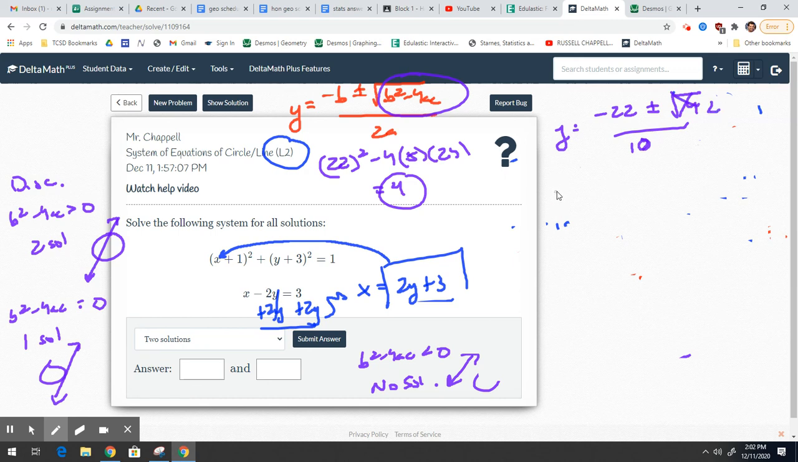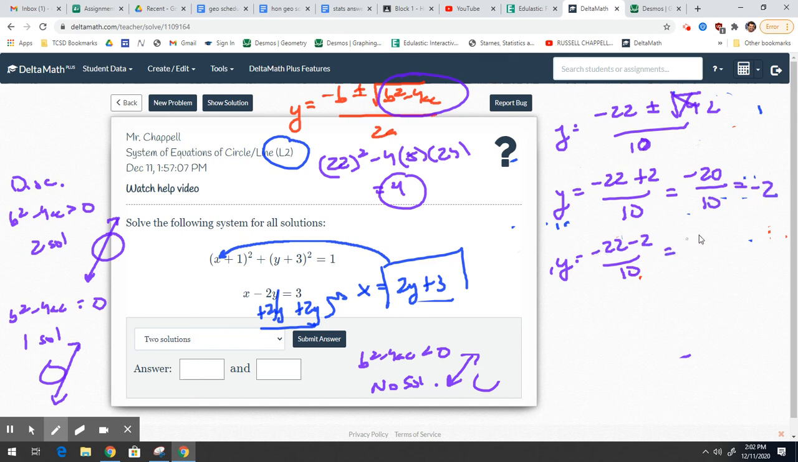So now we're going to have two solutions. y equals negative 22 plus 2 over 10, and y equals negative 22 minus 2 over 10. Okay, the top one: negative 22 plus 2 is negative 20 divided by 10, which simplifies to negative 2. Nice. The bottom one, negative 22 minus 2 is negative 24 divided by 10. That does not simplify. So you can do the fraction, divide by 2, negative 12 fifths, or you can do the decimal, which would be negative 2.4.